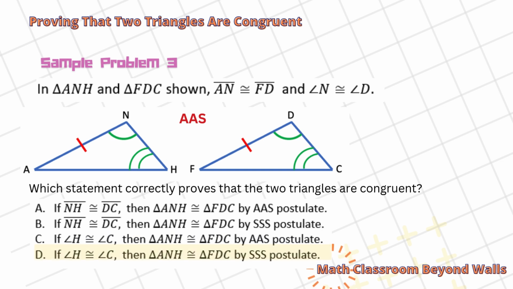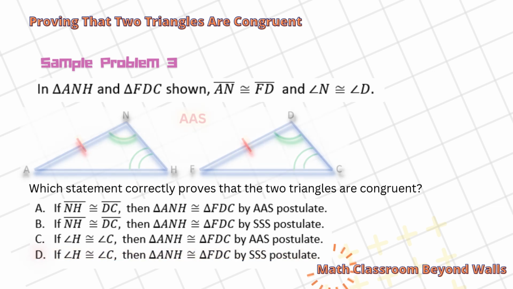Now we will examine option D. If angle H is congruent to angle C, then triangle ANH is congruent to triangle FDC by SSS postulate. The same added information is given here as in option C. And we saw that with that added information, the triangles will be congruent by AAS postulate and not SSS. So, option D is not an answer.